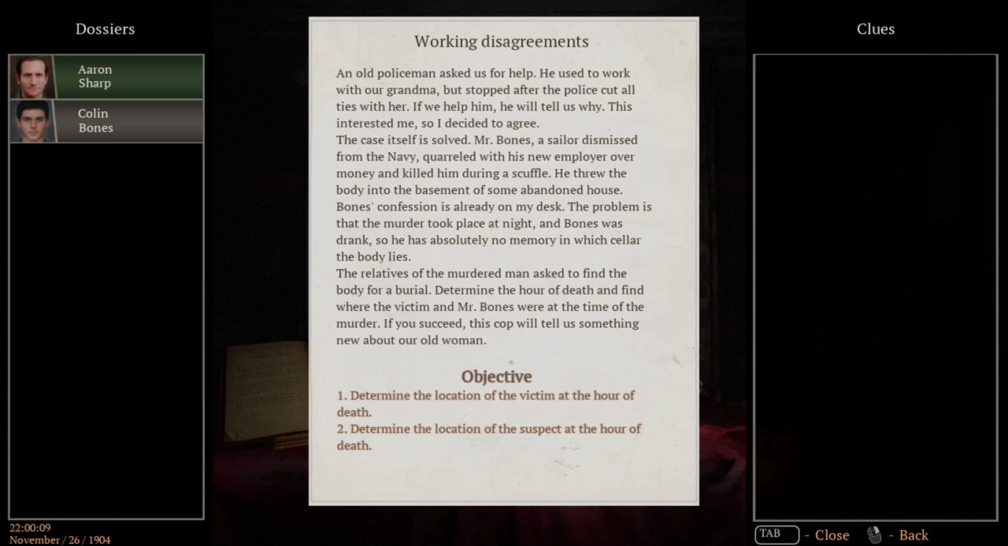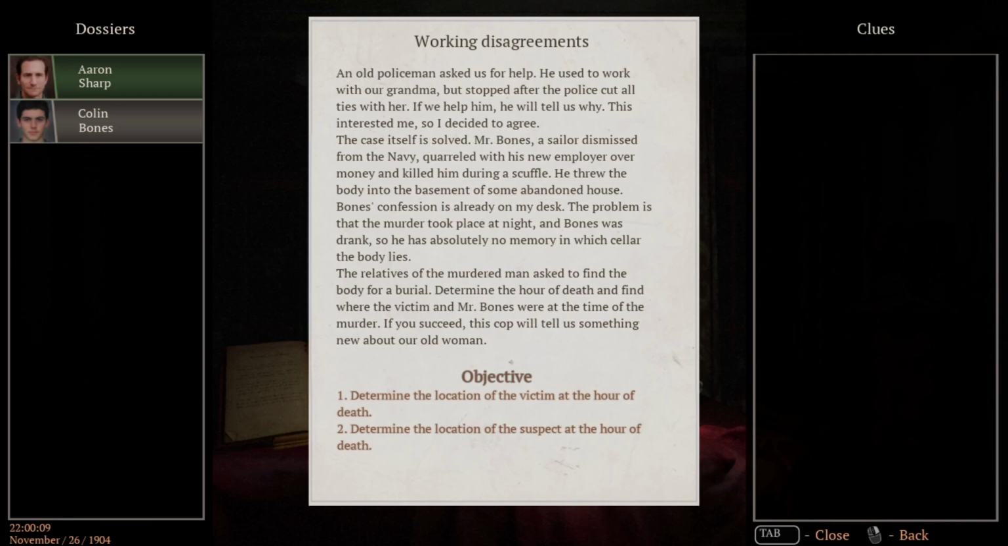The case itself is solved. Mr. Bones, a sailor dismissed from the Navy, quarreled with his new employer over money and killed him during a scuffle. He threw the body into the basement of some abandoned house. Bones' confession is already on my desk. The problem is that the murder took place at night, and Bones was drunk, I believe. So he has absolutely no memory in which cellar the body lies.